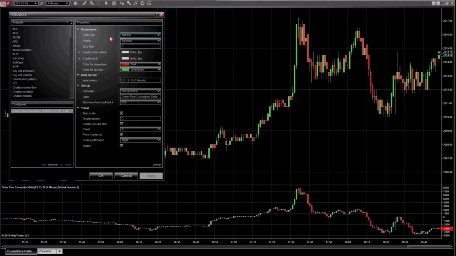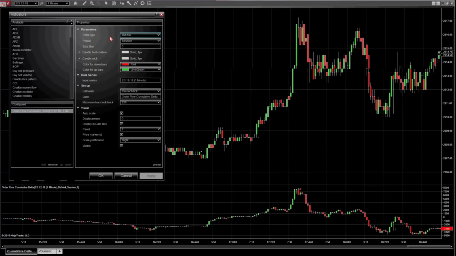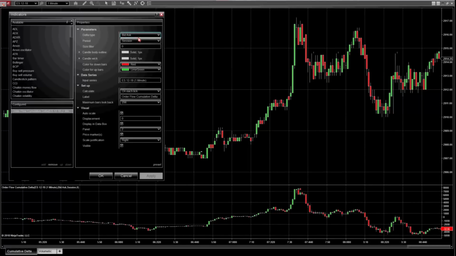We'll start with Delta type. This setting works similar to how it does on volumetric bars, and it determines what kind of data to use. We could either select bid-ask or up-down tick.